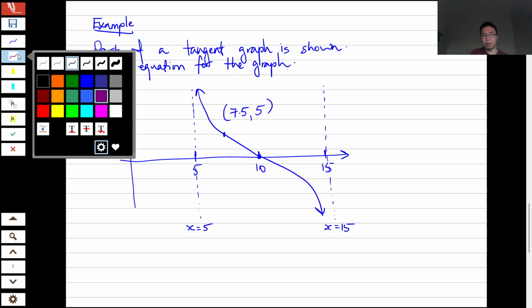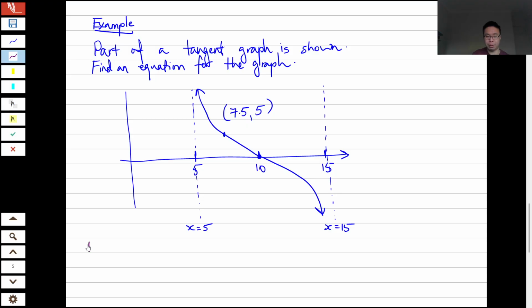So what will we do? Well, we would start by writing down the period. In this case, it's the difference between 15 and 5, because that's one complete cycle. Remember, one complete cycle is between two adjacent asymptotes. So the period is 10. If I were to draw another cycle, the halfway point would be at the origin. So no horizontal translation is needed.